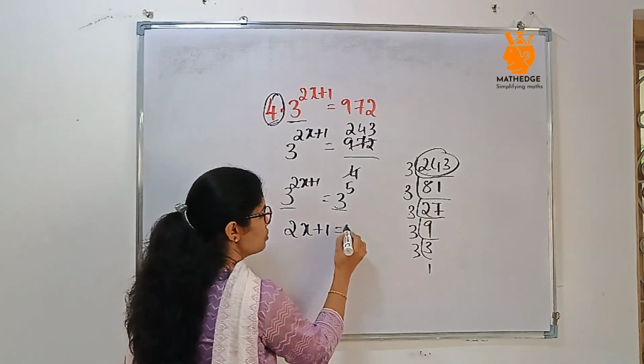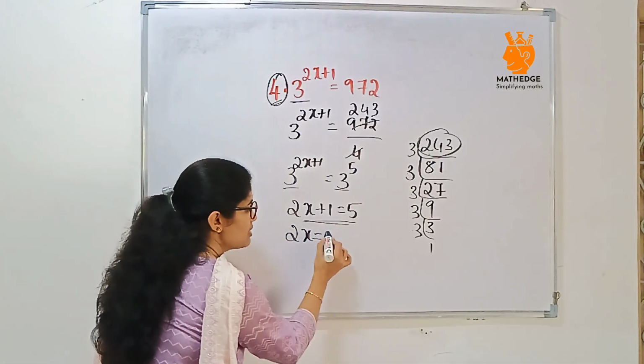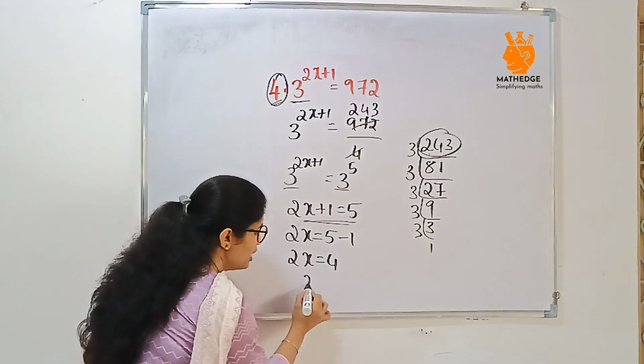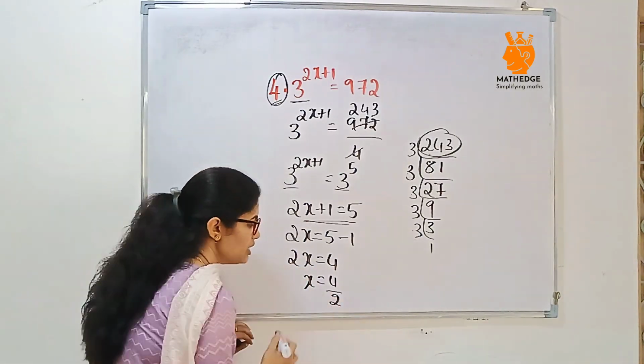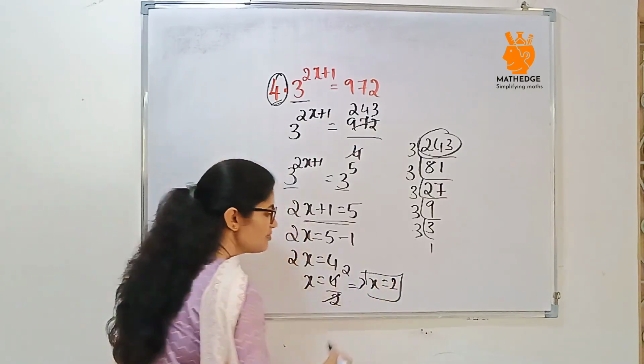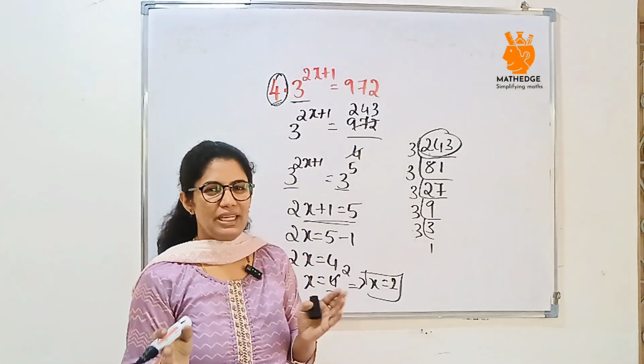2x + 1 is equal to 5. Then 2x is equal to, here plus 1 is there, if it goes to the other side it becomes negative, 5 minus 1. So 2x is equal to 4 and x is equal to 4 by 2. So 2 twos are 4. So x is equal to 2. Is it right? So it is not that big of a problem, right?